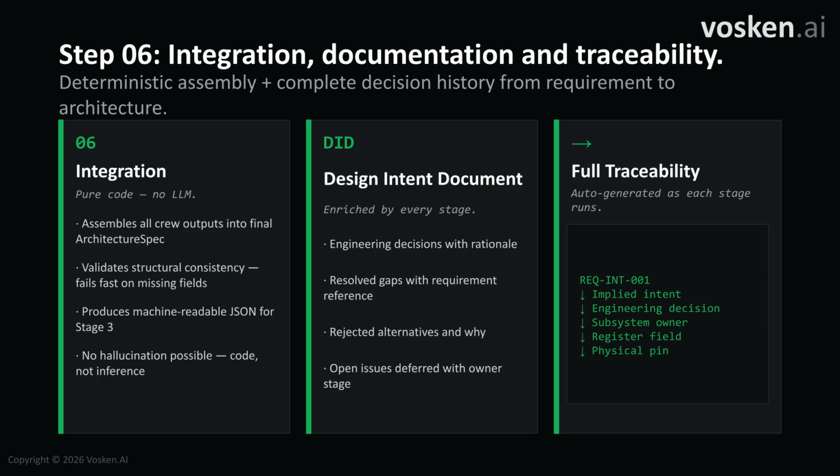Stage 6 integration is pure code, guaranteeing structural correctness of the final output. The design intent document records every architectural decision at the moment it is made, with rationale and requirement reference. This auto-generated traceability provides the complete intellectual history of the design for every stage.